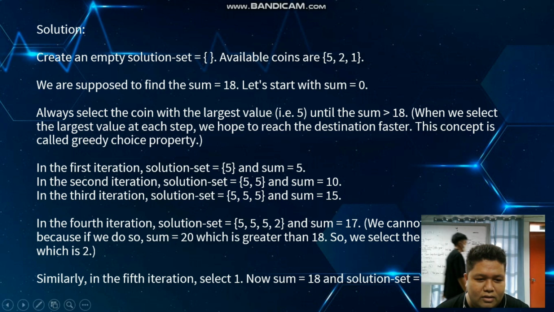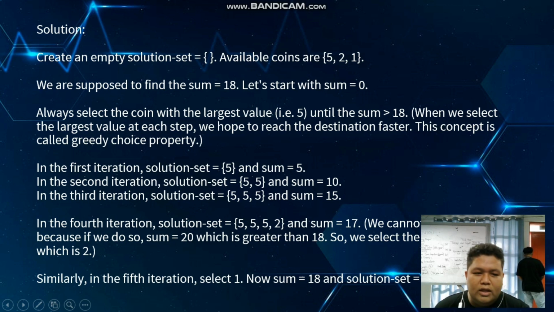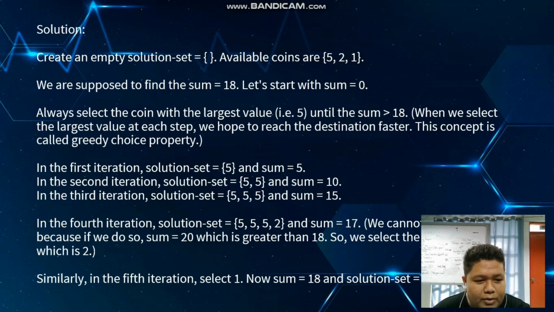So always select the coin with the largest value until the sum reaches 18. When we select the largest value at each step, we hope to reach the destination faster. So the concept is called greedy choice property.